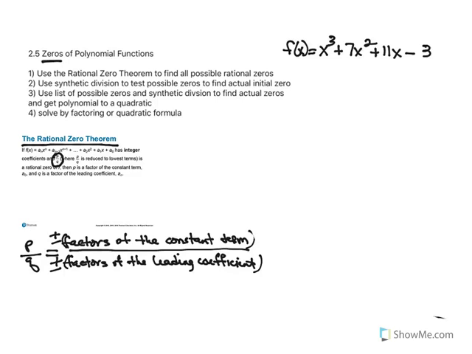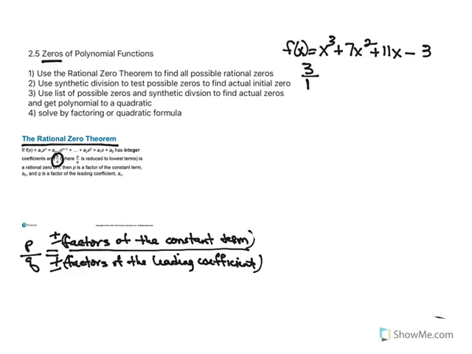Alright, so let's look at this problem. We are looking to use the rational zero theorem to find all the possible rational zeros of this function. F of x equals x cubed plus 7x squared plus 11x minus 3. So my p is 3. And my q is 1.